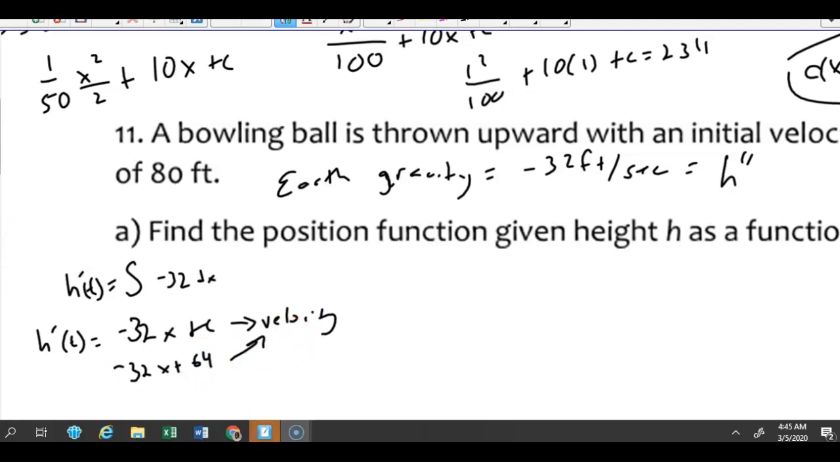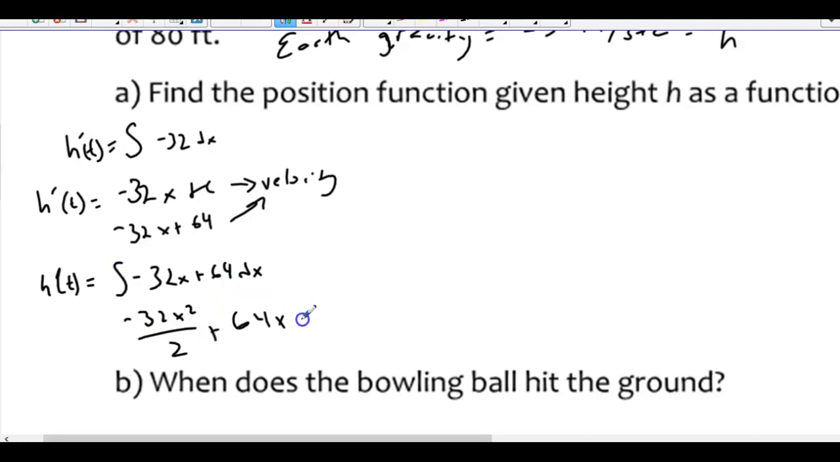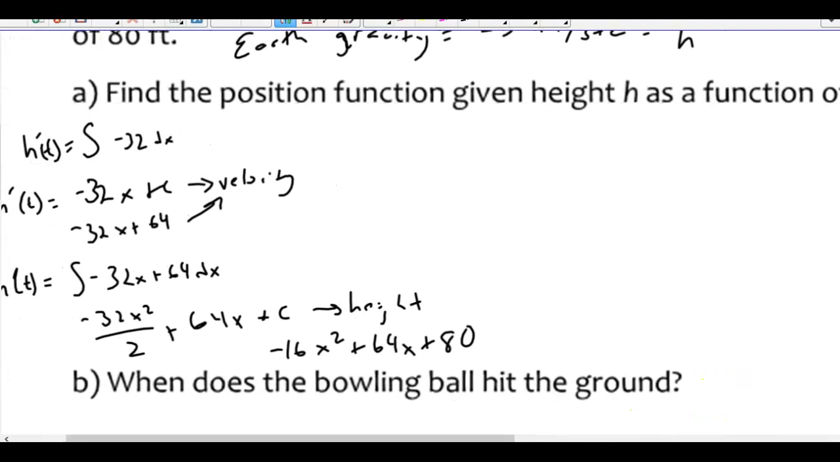And then we need to go ahead and integrate this again. When we integrate again, we'll get h of t, the height. So we integrate negative 32x plus 64 dx. That gives us negative 32x squared over 2 plus 64x plus c. And again, this is our height, which was 80. So simplifying this equation gives us negative 16x squared plus 64x plus 80. So there's our equation right there, so there's the equation for part A.